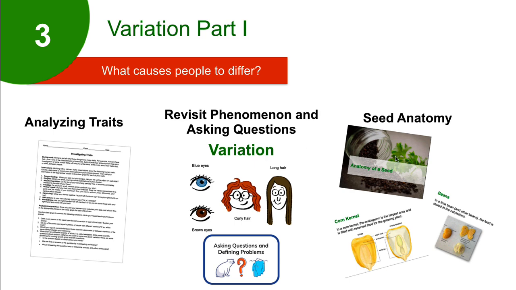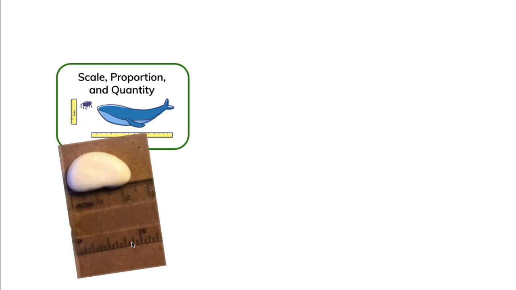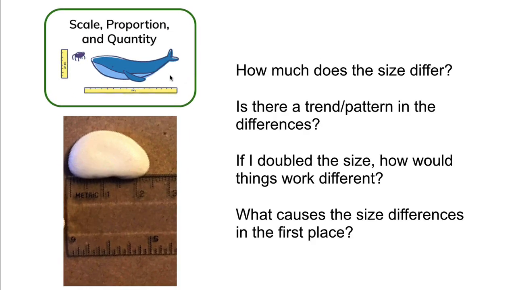Over the next couple lessons, we're going to be investigating this smaller phenomenon that lima beans are different sizes. Now, lima beans are seeds, and so we notice there's some variation here. We start by introducing this phenomenon and really calling out the scale, proportion, and quantity cross-cutting concept. Now, part of the goal for doing this is that we're trying to give students a resource library of questions associated with this cross-cutting concept.